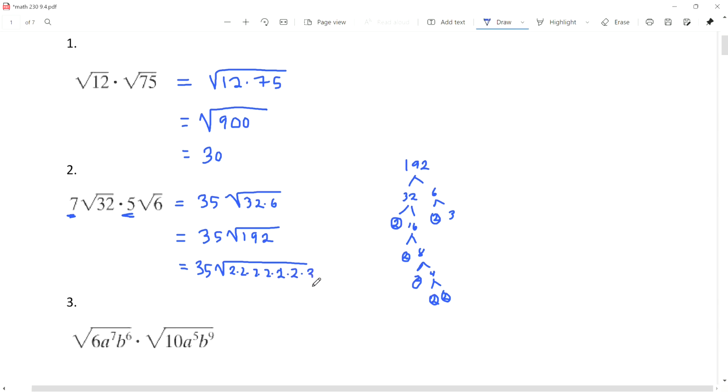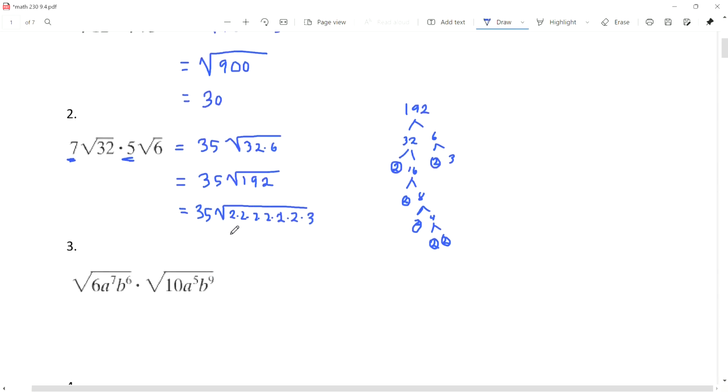and 1 3. Now, since we're looking for the square root, we need to look at the pairs. We have a pair of 2's here. Another pair of 2's here. And so there's 3 pairs of 2's. That means I need to multiply that 35 with a 2 times a 2 times a 2. There's 3 pairs of 2's. And what's left inside is the square root of 3. If we multiply 35 times 2 times 2 times 2, we get this is equivalent to 280, and we have the square root of 3.